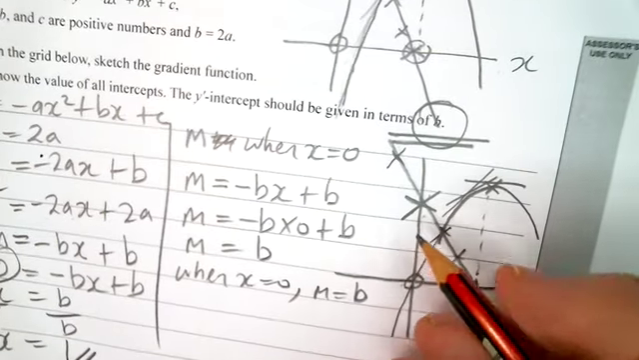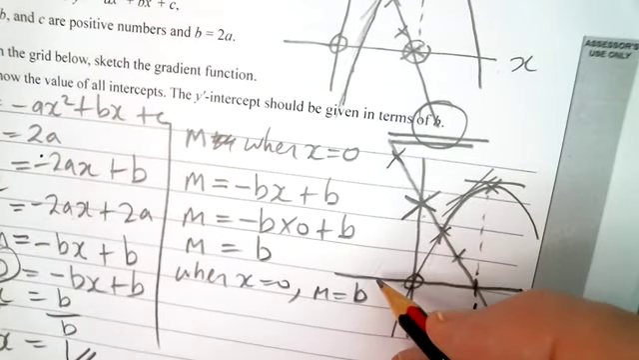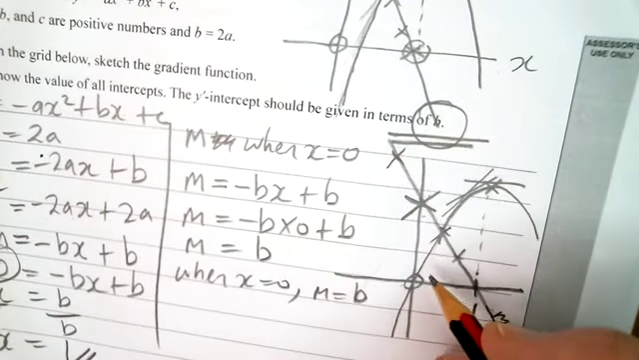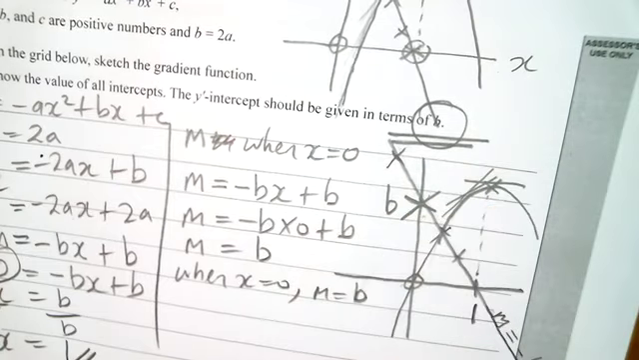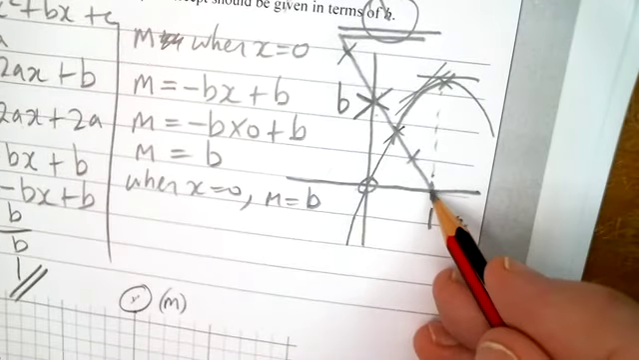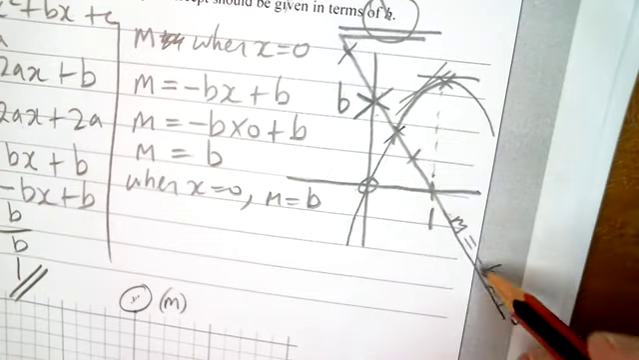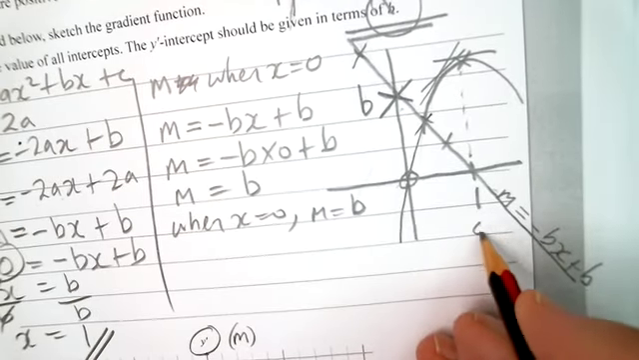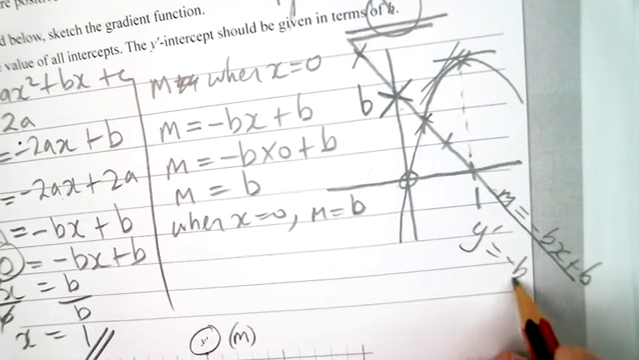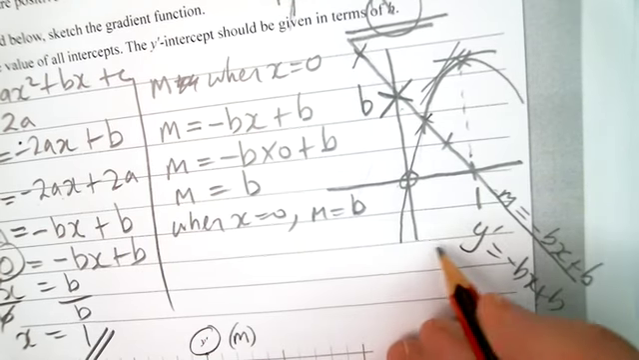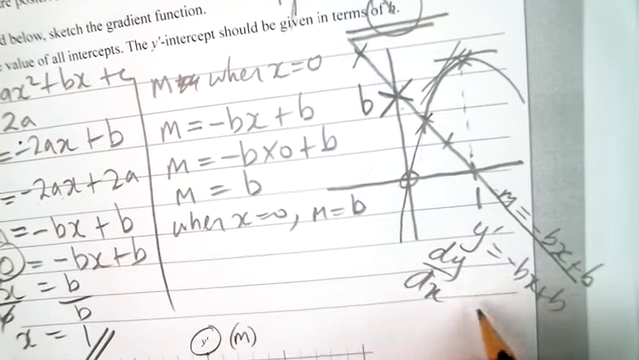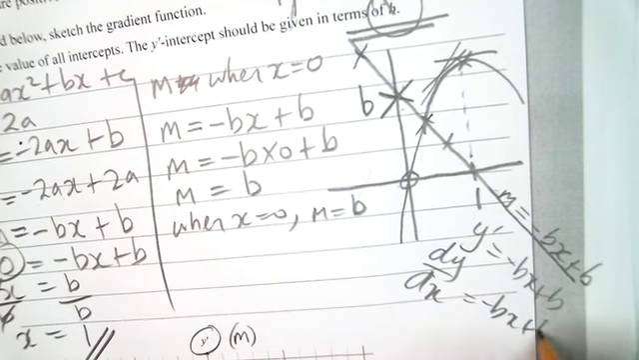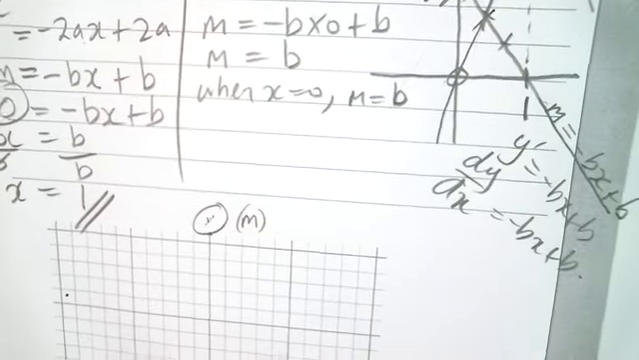Or if you like, y prime equals b. Or dy/dx is b. But that point there is b. It passes through 1. And the gradient function is negative this. Or you could say y prime is equal to negative bx plus b. Or you could say dy/dx is equal to negative bx plus b. Whatever you like, yeah? But that would be the name of that line.